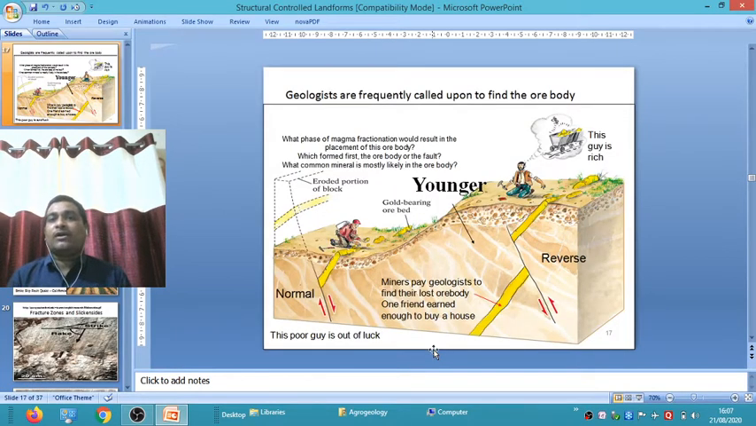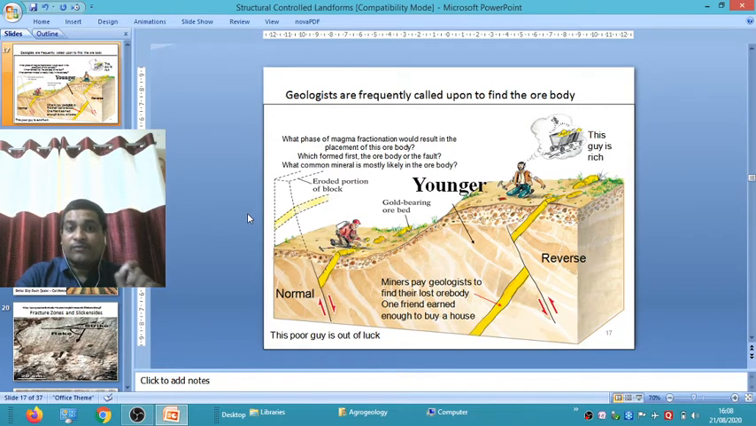Geologists are frequently called upon to find ore bodies. Suppose you go to find economical ore bodies based on geology. What phase of magma fractionation would result in the placement of the ore body? This is the geologist. This is the younger belt. Which formed first, the ore body or the fault? What common minerals are most likely in the ore bodies? This question will be in the mind of the geologist. What phases of magma fractionation would result in the placement of the ore body?